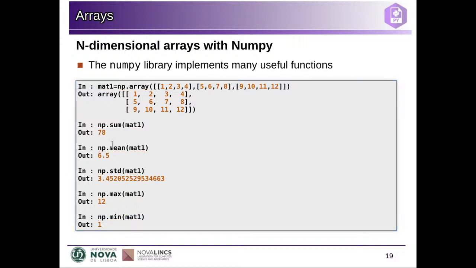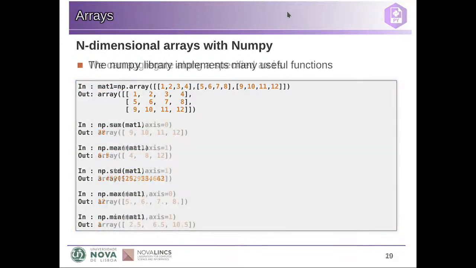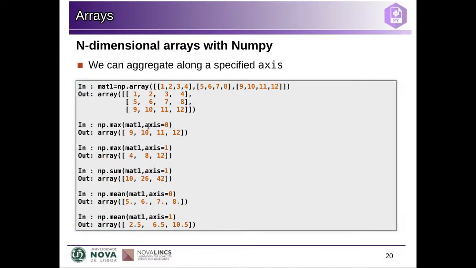So if you do this like this, you're getting the aggregate of all the values in the matrix. So this is the sum of all the values, this is the mean of all the values, and so forth. But if you add an argument here specifying the axis, you can compute these aggregates by projecting along one direction in your matrix. So with axis equals 0, this is in the direction of the rows.